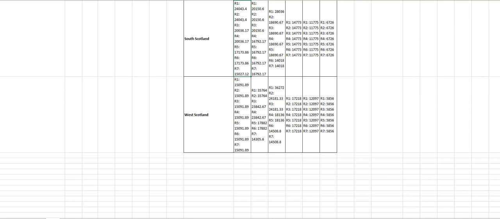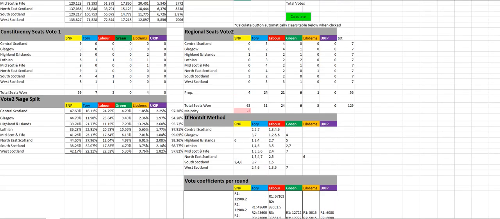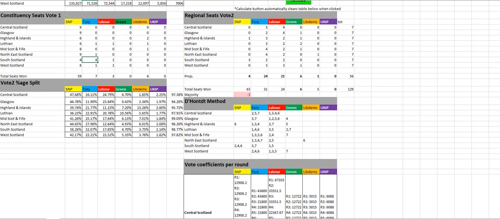Basically, we got in with a shout because our divisor wasn't as big, and our divisor wasn't as big because we only won 4 seats. And the Tories won 4, so they had a larger divisor as well. So that's why they were brought down. So basically, that's how the D'Hondt system worked to allocate these seats.